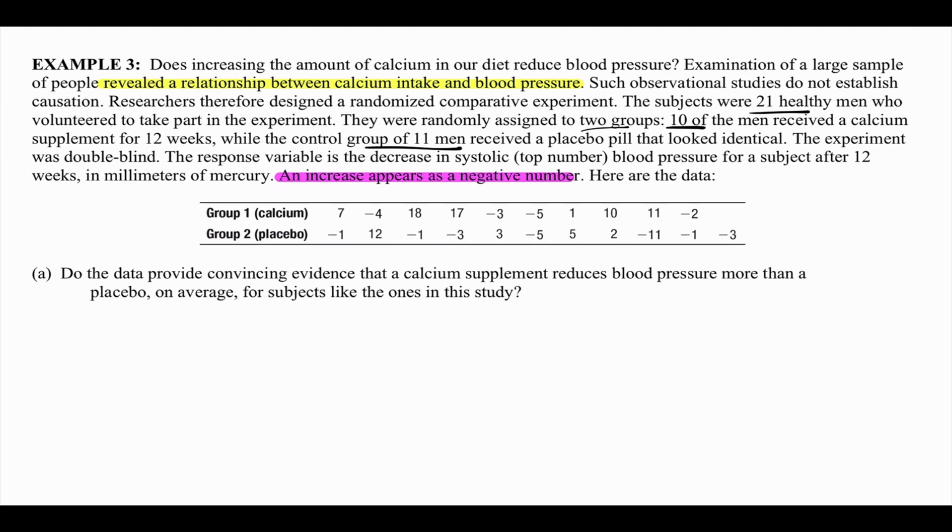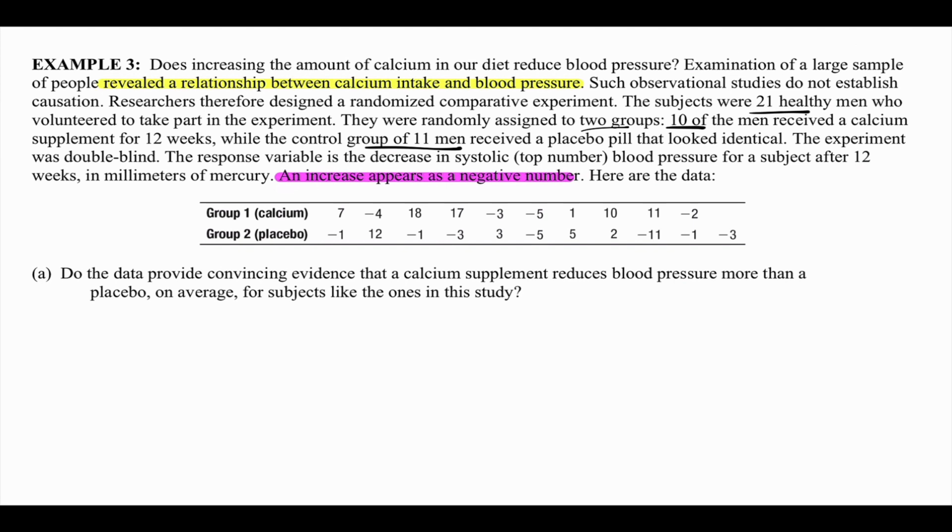Okay. The subjects: there were 21 healthy men who volunteered to take part in the experiment. They were randomly separated into two groups. 10 of the men received a calcium supplement for 12 weeks, so a pill. They got a calcium pill. While the control group of 11 men received a placebo that looked identical. So nothing. There was nothing in the pill that was going to help them or hurt them. Sugar pill, water pill, those types of things.